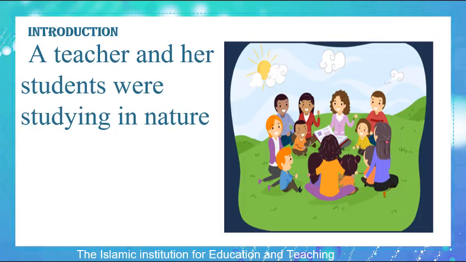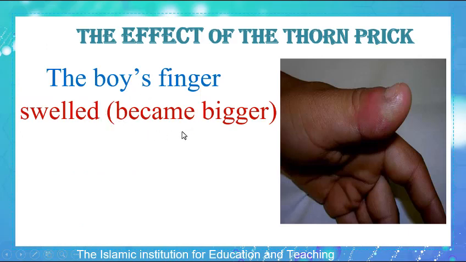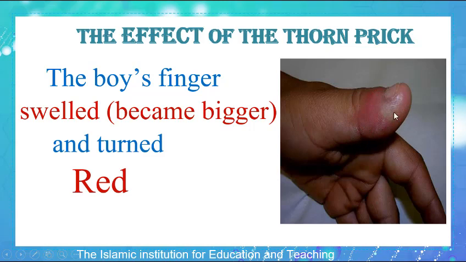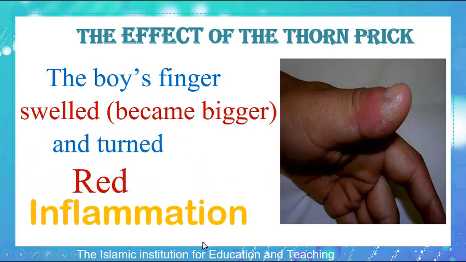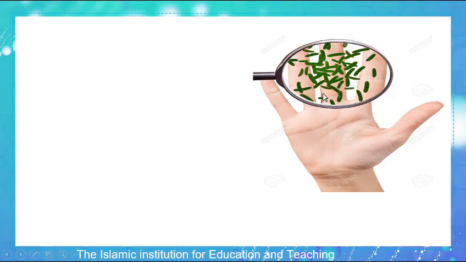A teacher and her students were studying in nature, but a thorn pricked the finger of a little student. Immediately, he felt pain. Soon, his finger started to swell and turned red, and it may even feel hot to the touch. What's going on inside his finger that's making all these things happen? It's called inflammation, and it's an important way that your body repairs damage and fights off infections.